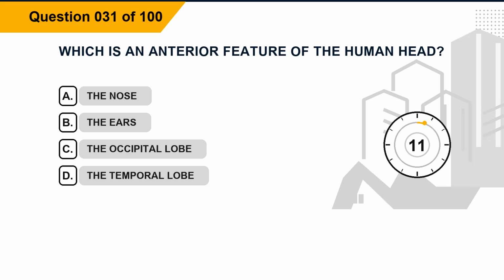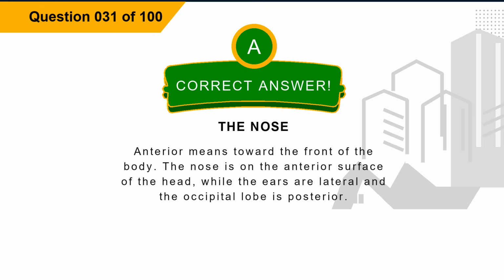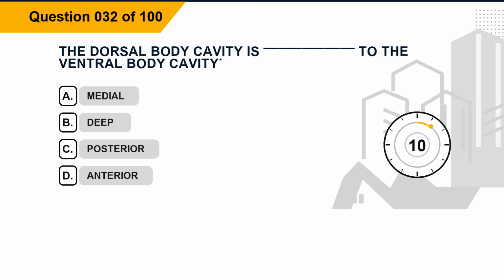Question 31. Which is an anterior feature of the human head? Option A, the nose. Option B, the ears. Option C, the occipital lobe. Option D, the temporal lobe. The correct answer is option A, the nose. Explanation. Anterior means toward the front of the body. The nose is on the anterior surface of the head, while the ears are lateral and the occipital lobe is posterior.